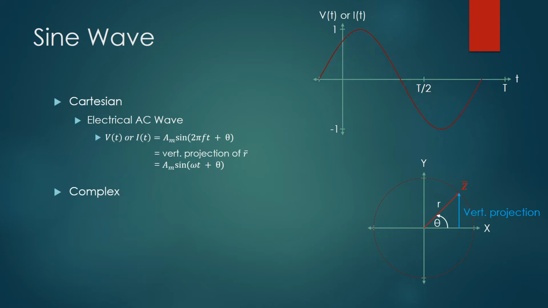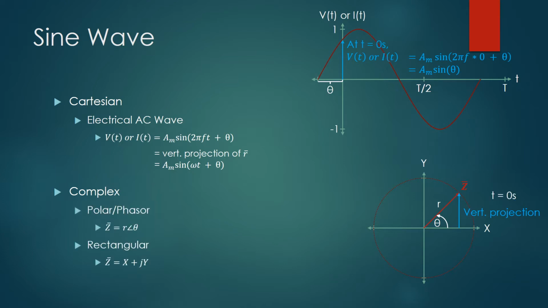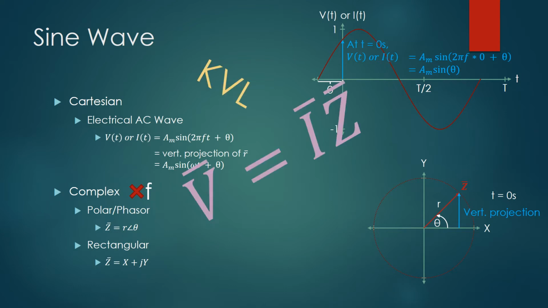To simplify the process of AC circuit analysis, we represent that rotating vector at time equals 0 in polar or rectangular form. These forms do not carry information about the wave's frequency, but allow us to apply circuit analysis laws, like Ohm's law, KVL, and KCL, that were used in DC circuits in AC circuits as well.